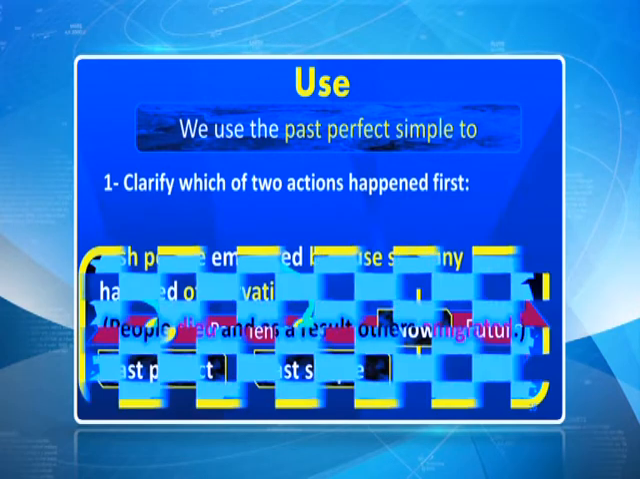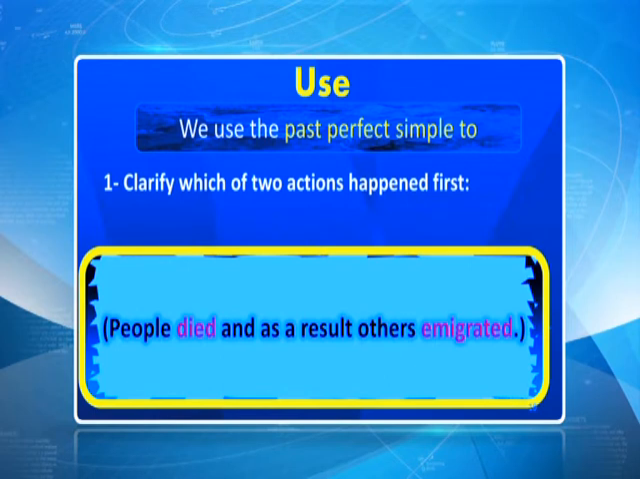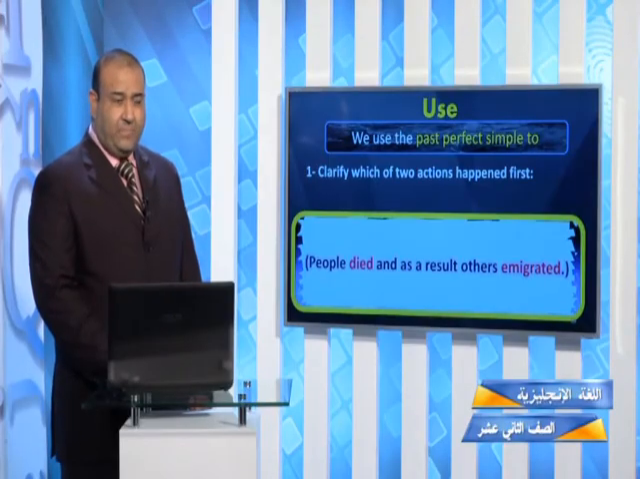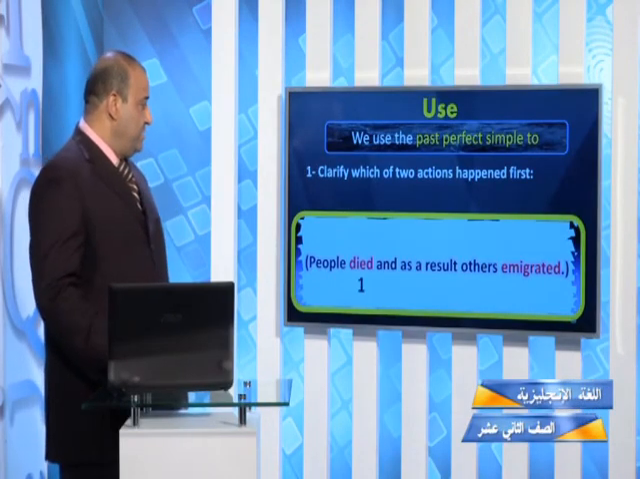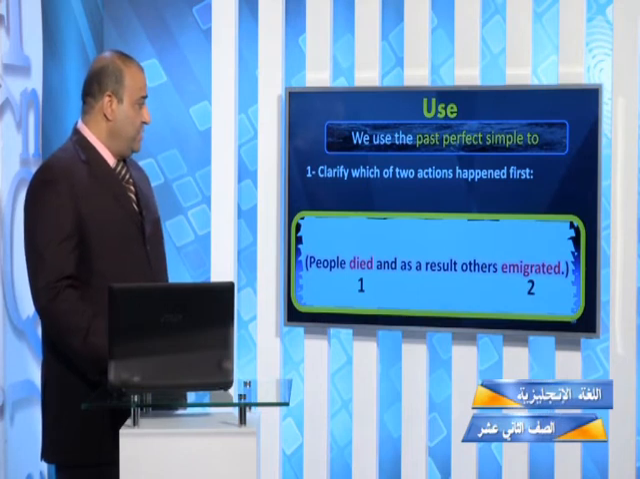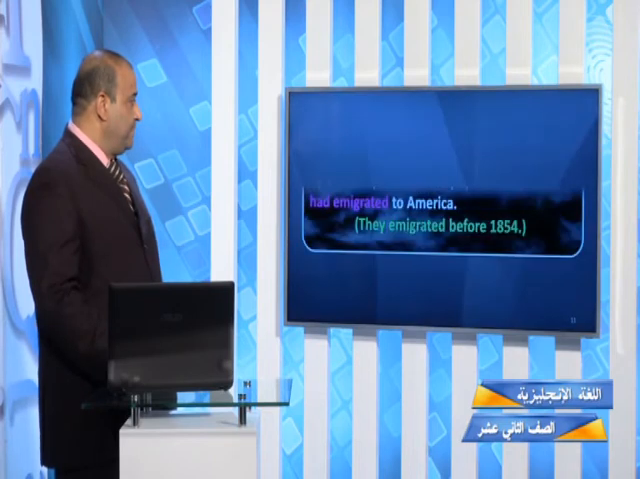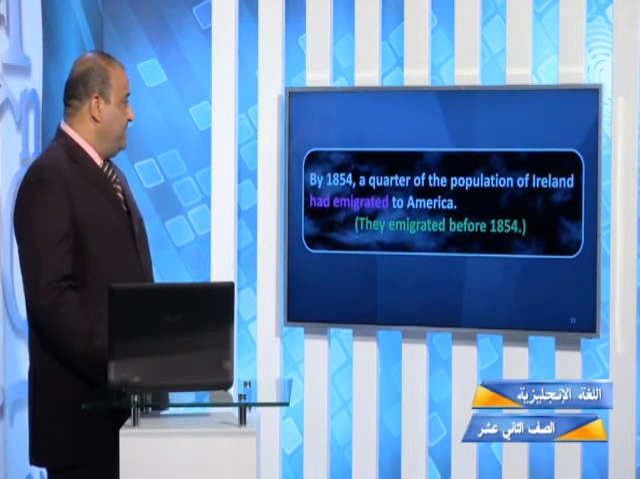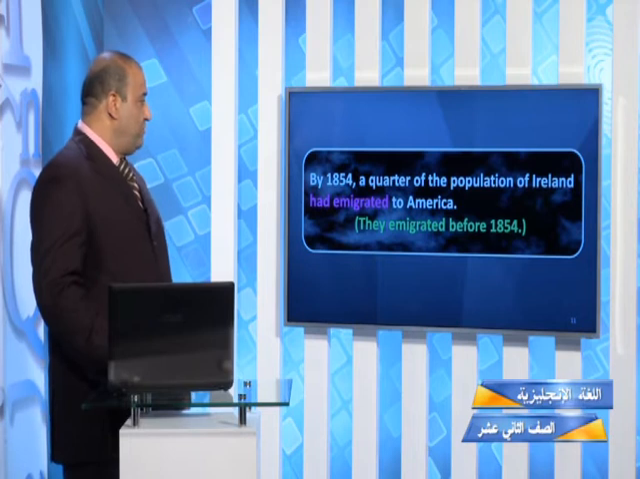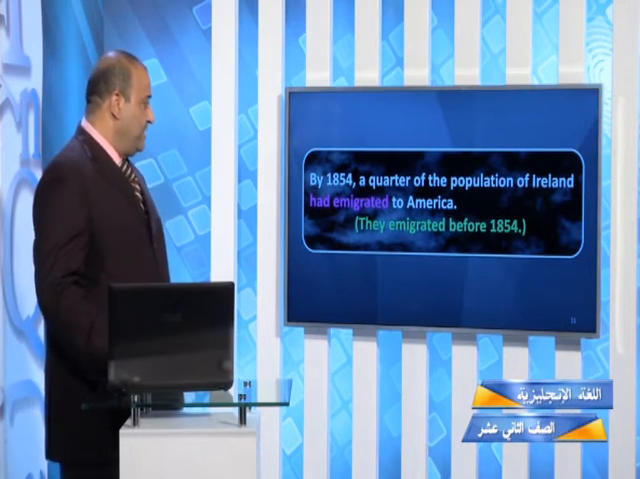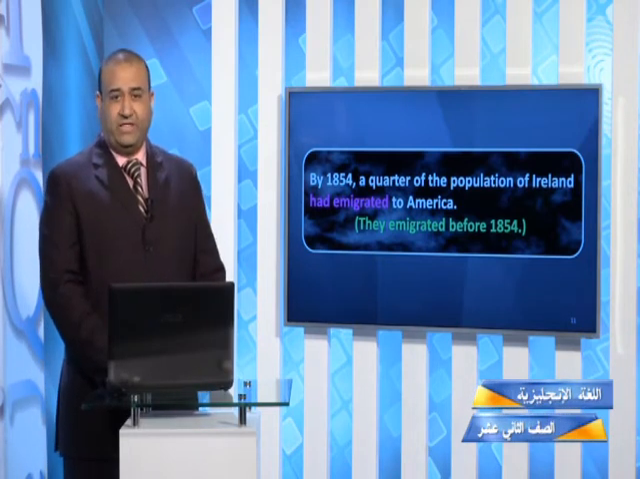Okay? So the sentence, people died, and as a result, others emigrated. Which one happening before the other? Die is number one, and as a result, people emigrated. So by 1854, a quarter of the population of Ireland had emigrated to America. That means they emigrated before 1854.